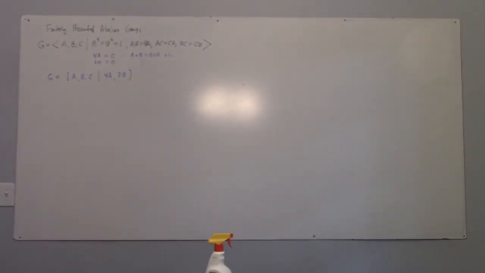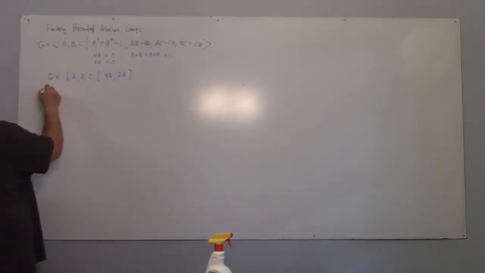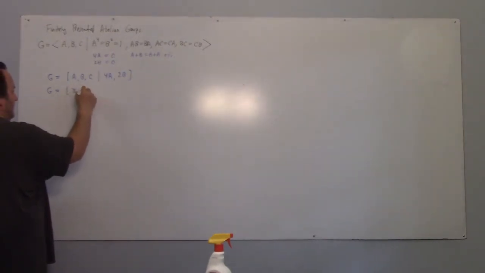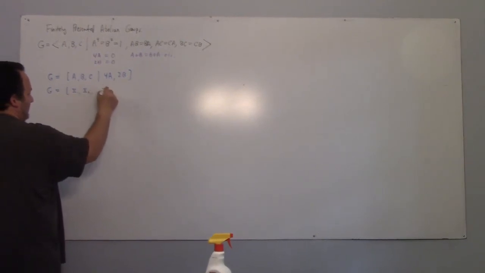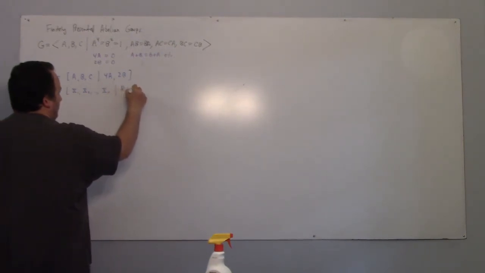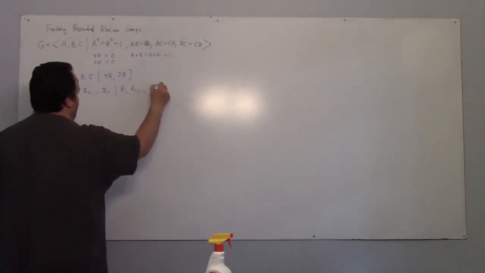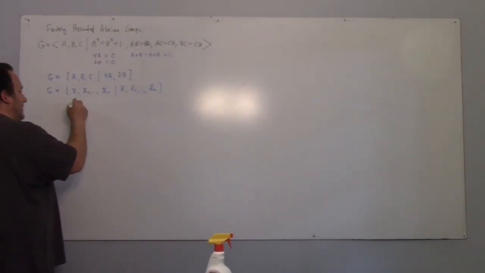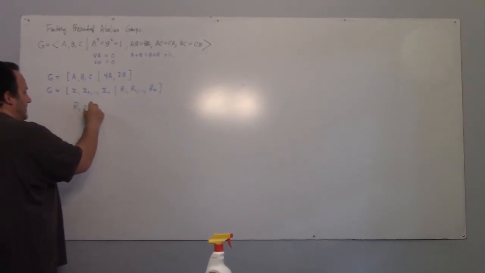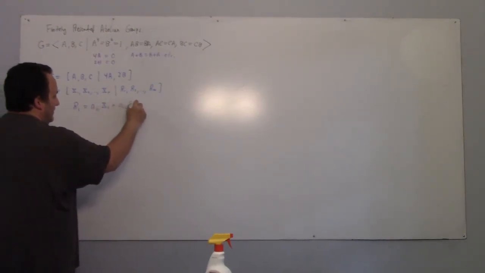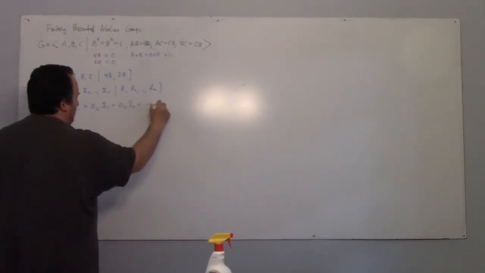Not content with that, generically speaking, your G looks something like this: you've got generators x1, x2, and so on, let's say xr, r generators. And then you have relations R1, R2, and so on, let's say m of those. I'm not using his enumeration, I just made up my own letters. So you have these relations, and what does it mean? The relation has the form R sub i is equal to a sub i1 x1, plus a sub i2 x2, plus and so on, plus a sub ir xr.